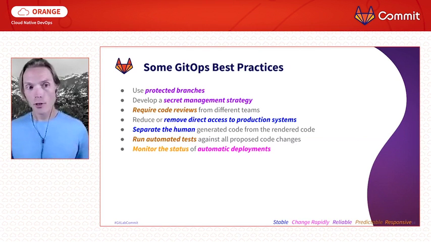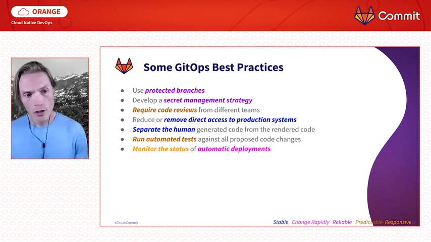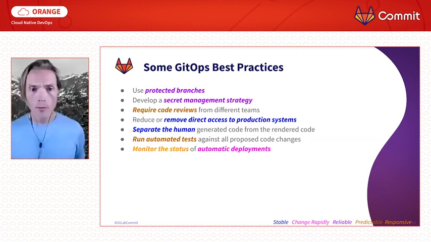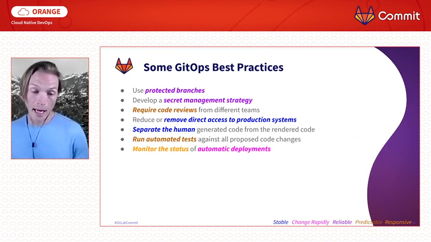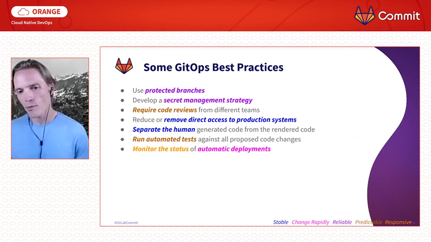Making sure that we're doing frequent code reviews and also frequent automated tests. Again, making sure that we understand what's going to happen once we make the change. Removing the human from the production system. As you saw there in that system, I didn't actually have access to make the change. I only had access to make the change through the GitOps process, through GitLab CI. And then finally, monitor the status of the automatic deployments. Just because we made the change automatic and we tested isn't a guarantee that it's going to be healthy. So let's make sure we go ahead and monitor that status.